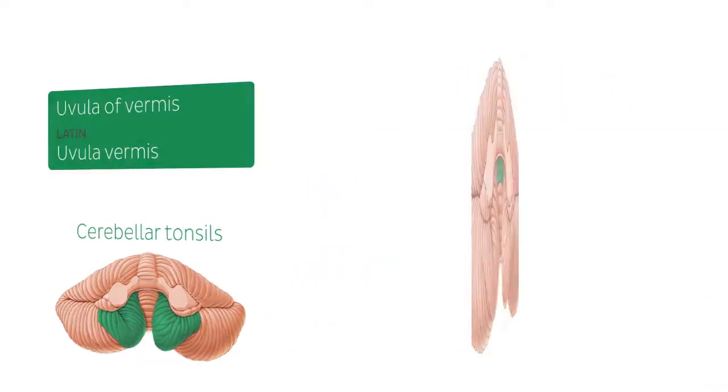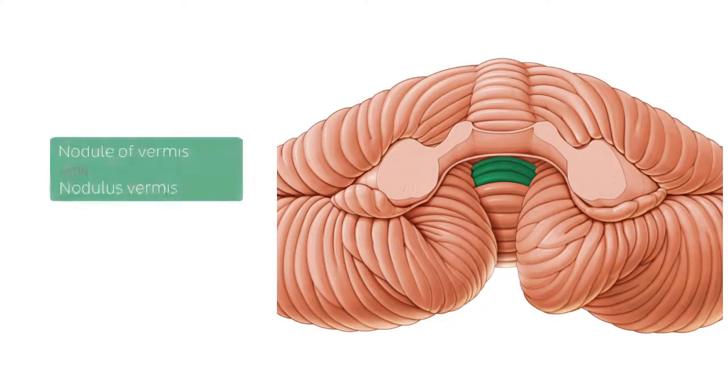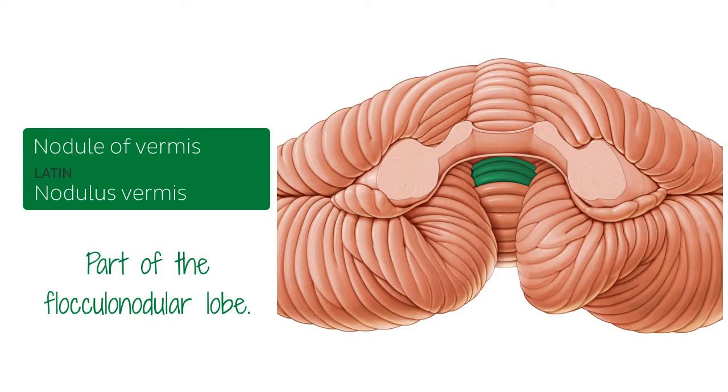We're moving on and talking about this structure that you see now highlighted here. This is known as the nodule of the vermis. Now, this is the final lobule that we're going to be talking about in this tutorial, and it is part of the flocculonodular lobe, if you remember from previous slides when we talked about it.